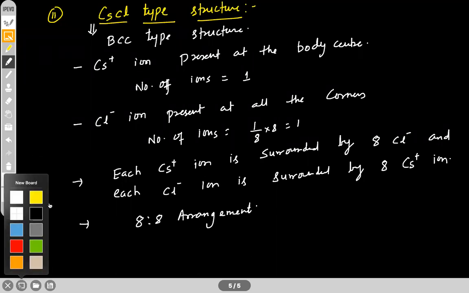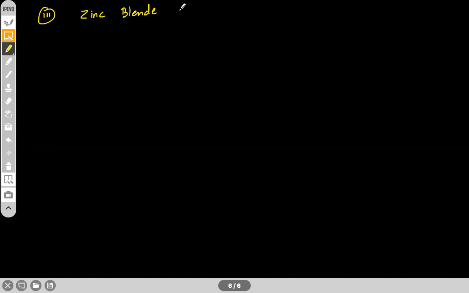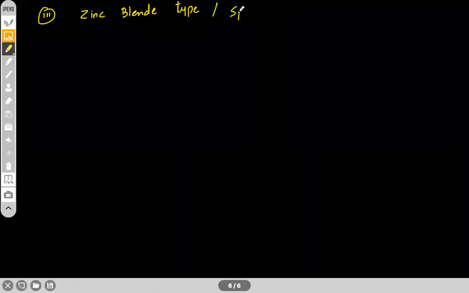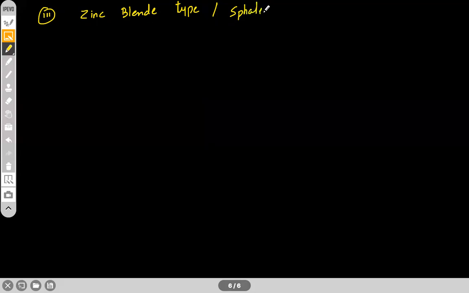Next, you see the third type of structure we have, and we call it zinc blende. Zinc blende type structure. We also call it sphalerite type structure.